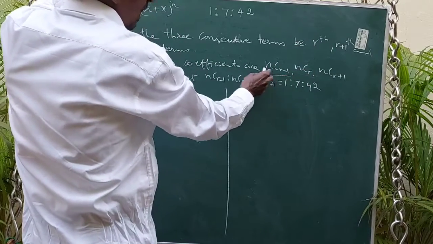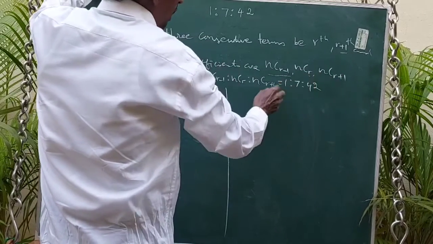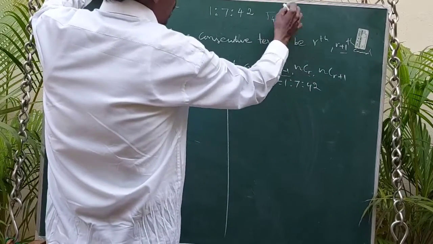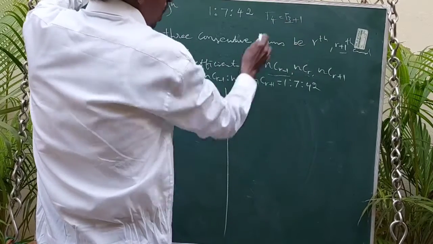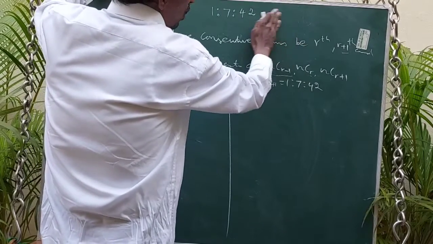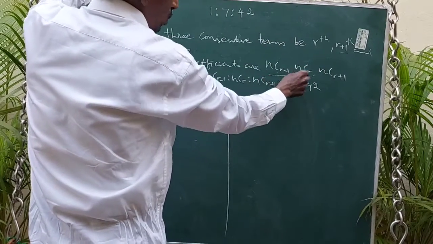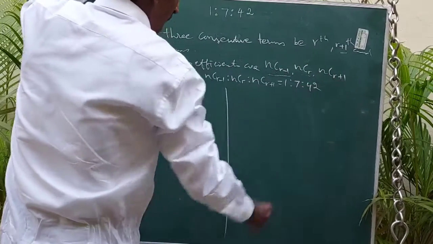Then the coefficients are, obviously, for the rth term we have to take the previous r minus 1. So the coefficient is nC r minus 1. The coefficient of the r plus 1th term is nCr. For example, T4 in the previous question we wrote as T of 3 plus 1. r is 4 means 3 plus 1, so we have to put minus 1. So here nC r minus 1, nCr, and the coefficient of the r plus 2 term is nC r plus 1.